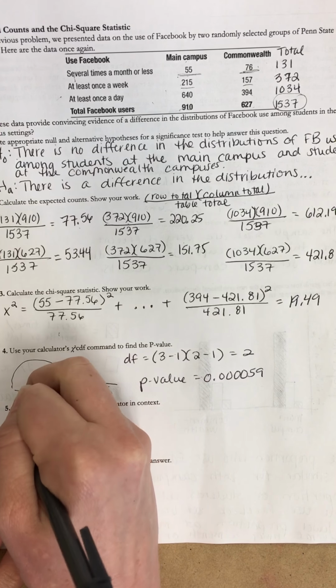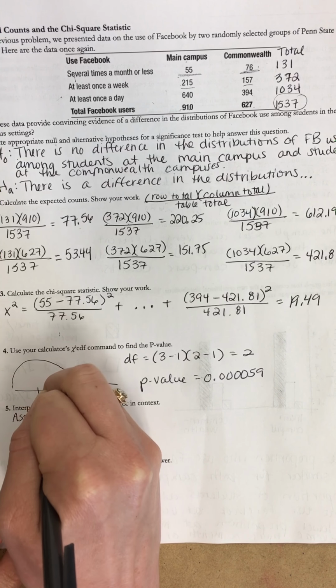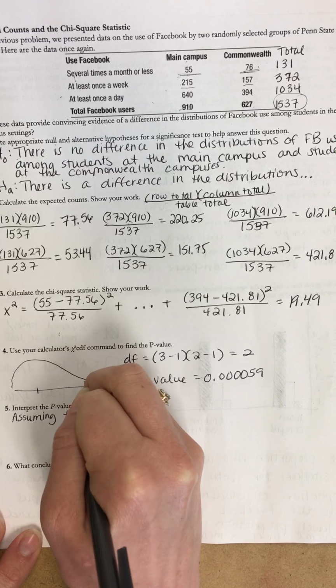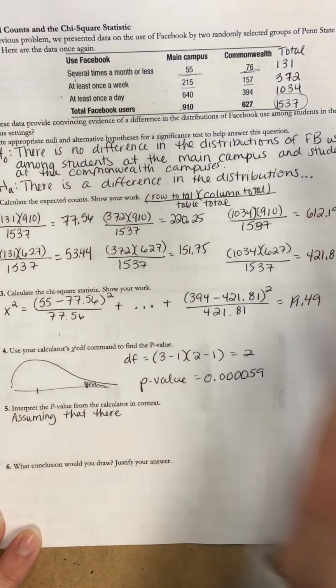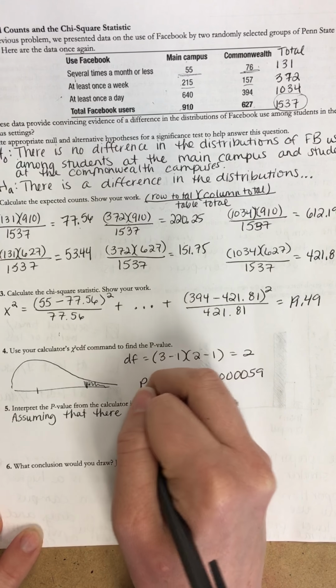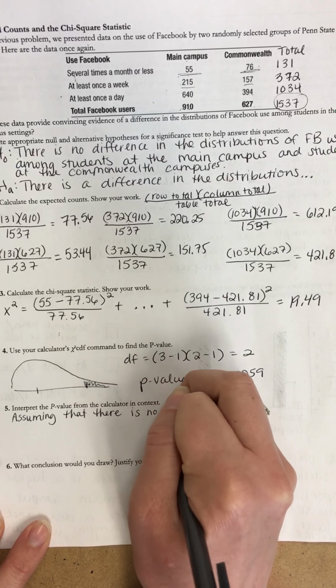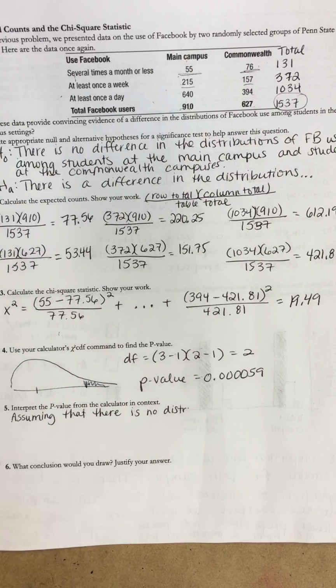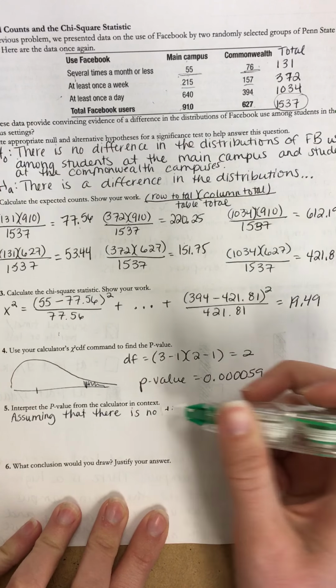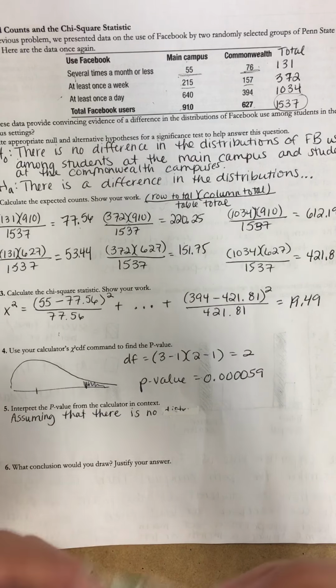So assuming H null is true, so there is no difference in the distribution of Facebook users. Dang it, difference, not difference in the distribution.